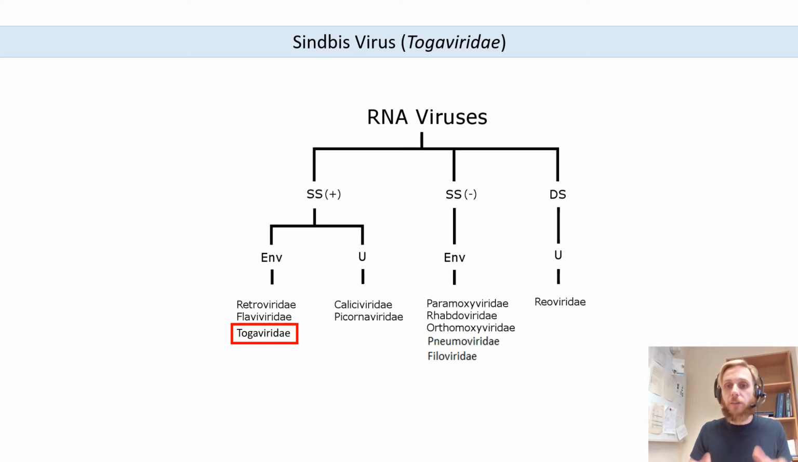We can't go into details of how every single virus that undertakes this process controls the switch. However, we can look at some specific examples, and one example we're going to look at is Sindbis virus. Sindbis virus is a togavirus, meaning it belongs to the Togaviridae family. You'll see here we have the phenotypic classification system for RNA viruses, and the togaviruses are single-stranded positive sense RNA viruses.